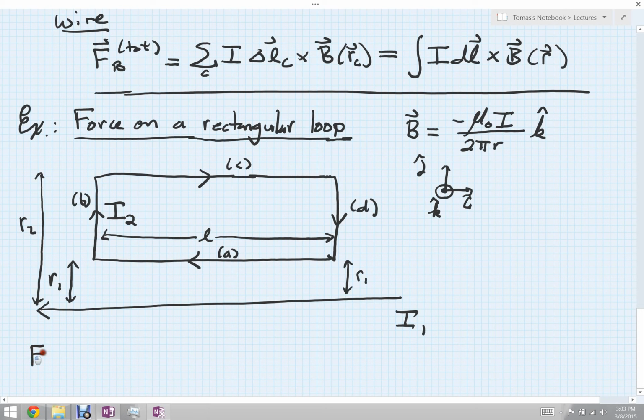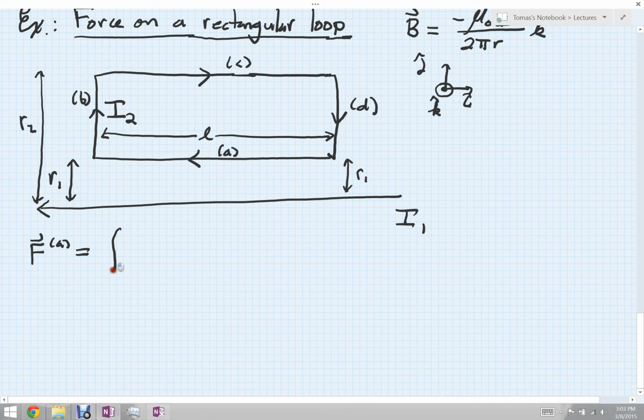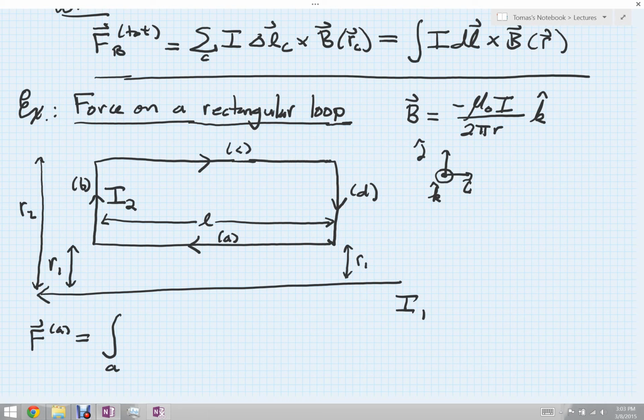So for FA, the job is to integrate along this pathway. Let me slide up a little bit as we compute. That's going to be the integral along A. The basic formula for that force is I dl cross B, so that's I times my dl vector crossed with my magnetic field. In this case, notice the magnetic field I'm dealing with is always at the same distance r, so it's going to end up being a constant value.